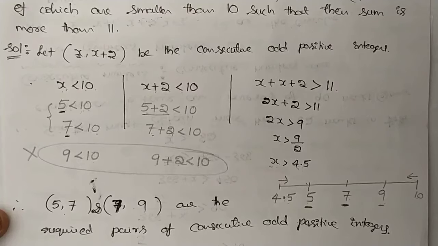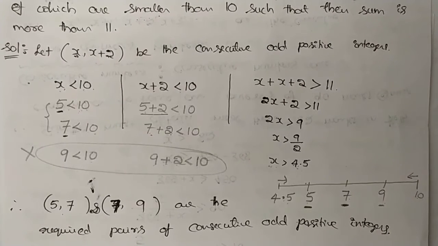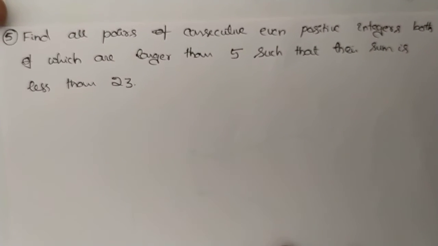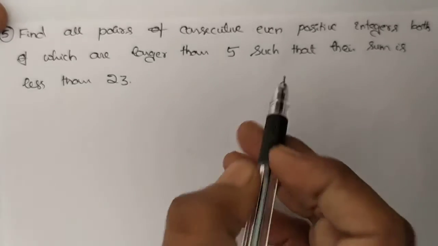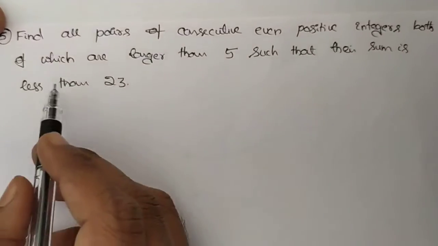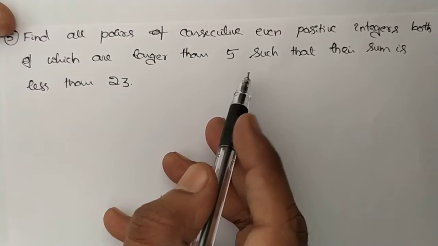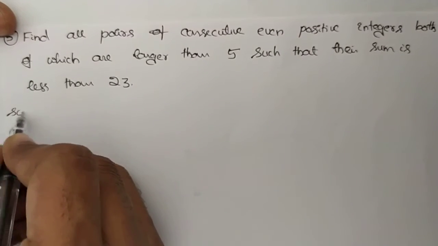Now let us move on to some other question. That question is also based on consecutive positive integers. Here we have some other question. Find all pairs of consecutive even positive integers, both of which are larger than 5, such that their sum is less than 23. Solution.